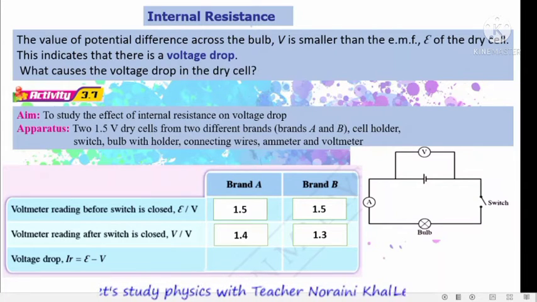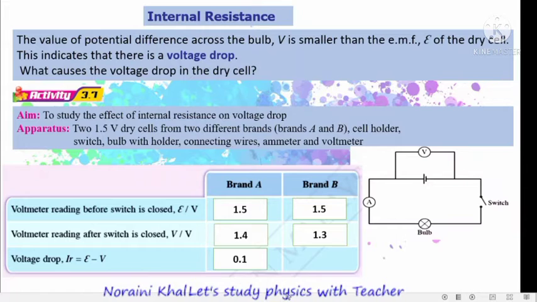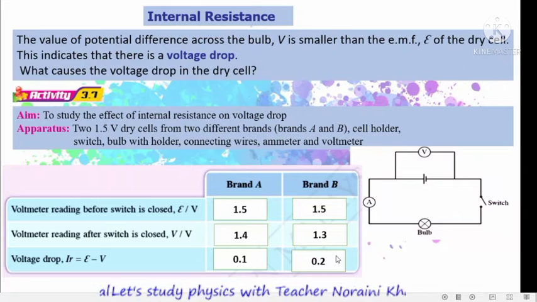So using the formula V equals IR, the work done to overcome internal resistance is I times small r. So the voltage drop equals the work done to overcome internal resistance. Okay, so from here we calculate the voltage drop. Brand A: 1.5 minus 1.4, 0.1. And brand B, 1.5 minus 1.3.